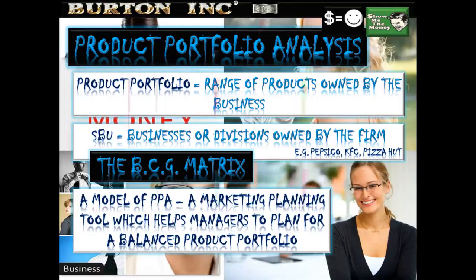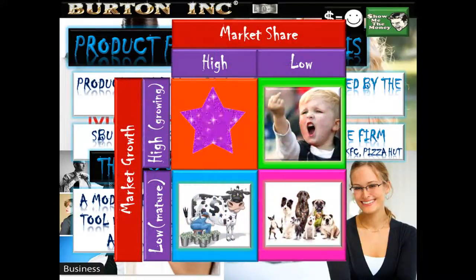Here we are. Market share running along one axis, market growth running along the other. We divide the market share into high and low areas. So high market share, low market share. Market share is measured by the most dominant firm in the market. Market growth, low market growth or a mature market, and high market growth or a growing market.